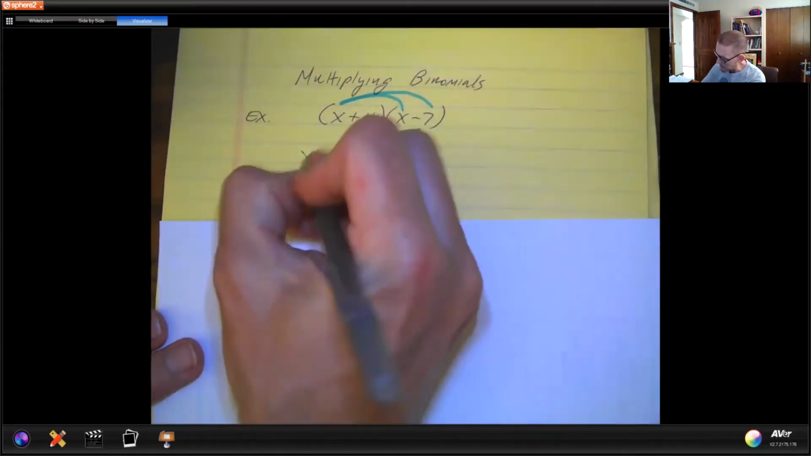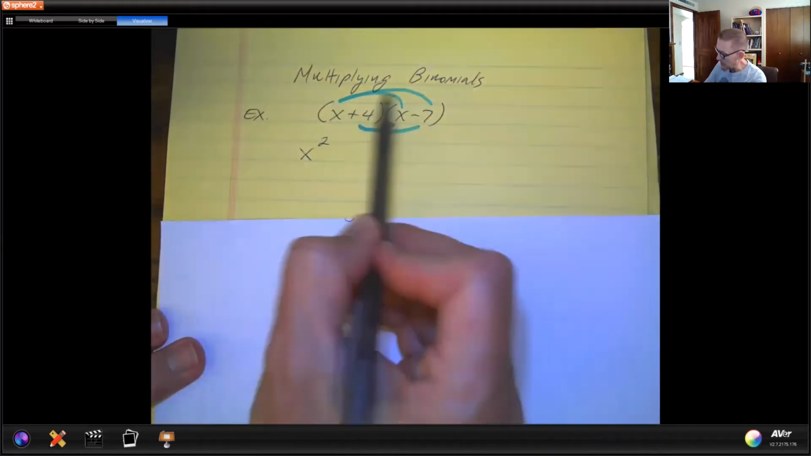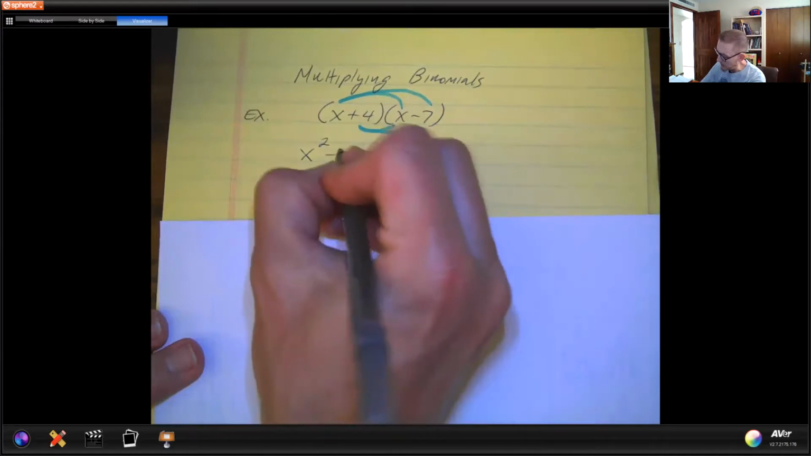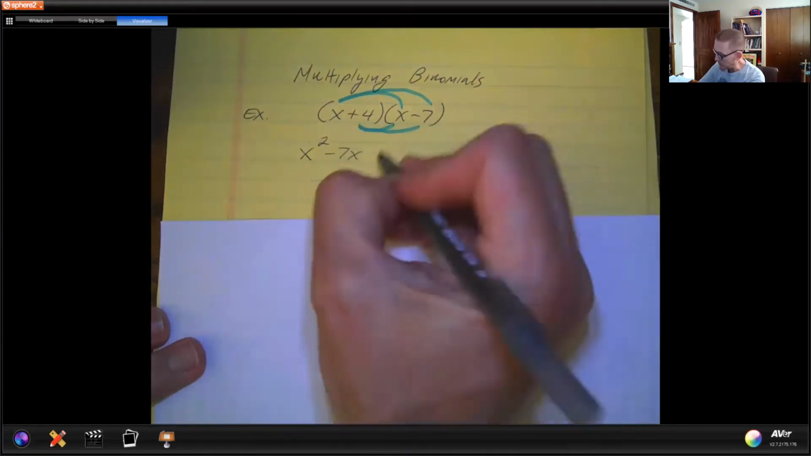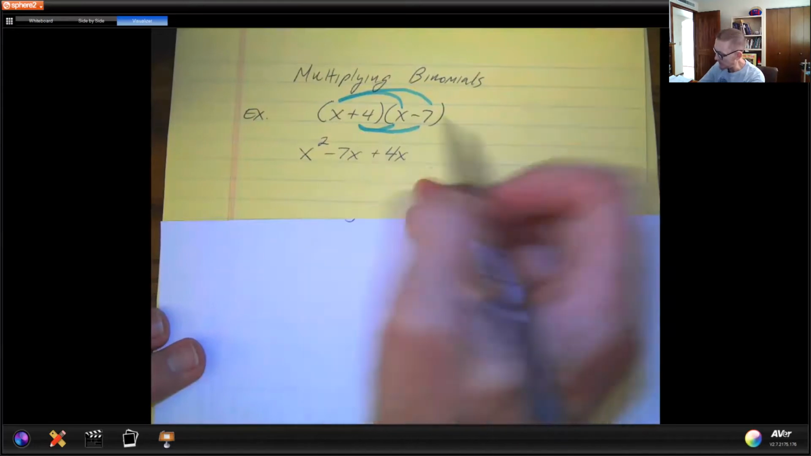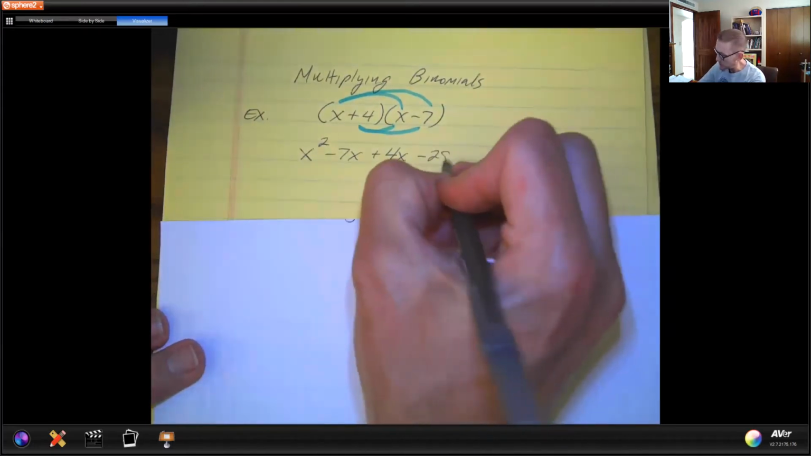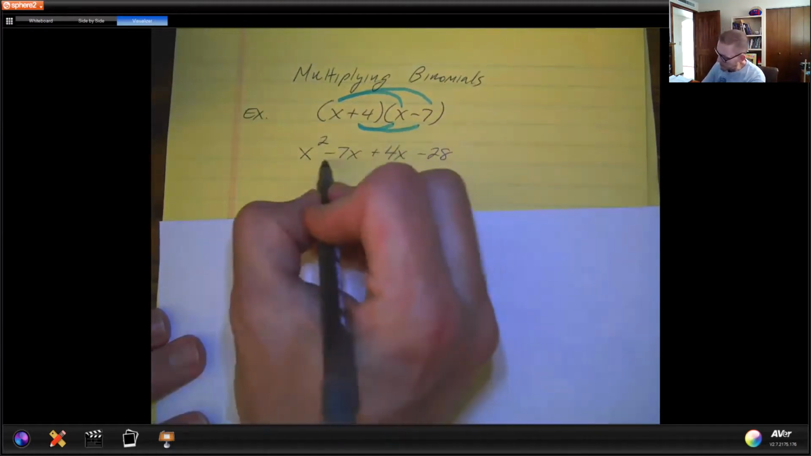So if I follow this distribution, the first thing I'm going to get is x times x. And x times x is x squared. And then it's going to be x times negative 7, so it's going to be negative 7x. And now I have to distribute the 4. So this is going to be 4 times x, which is 4x. And then 4 times negative 7, which is negative 28.